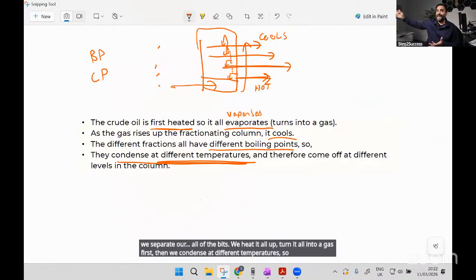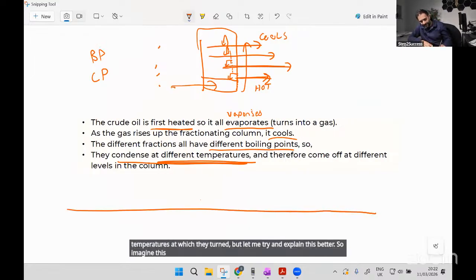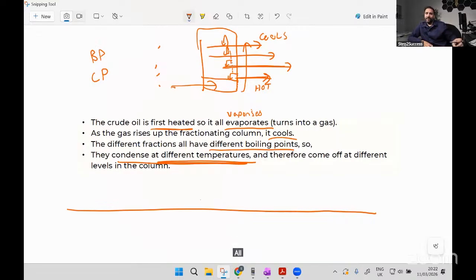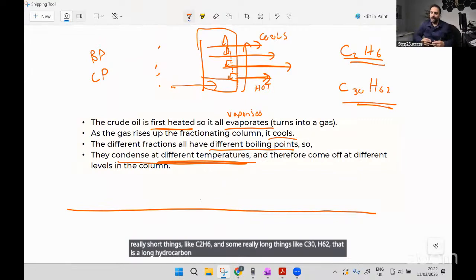Or we cool it down then. Because they've all got different temperatures at which they turn, but let me try and explain this better. Imagine this is a temperature scale. In crude oil, there are lots of different things. There are some really short things like C2H6 and some really long things like C30H62. That is a long hydrocarbon, that is a short hydrocarbon. We have lots in between as well. They're all mixed up.